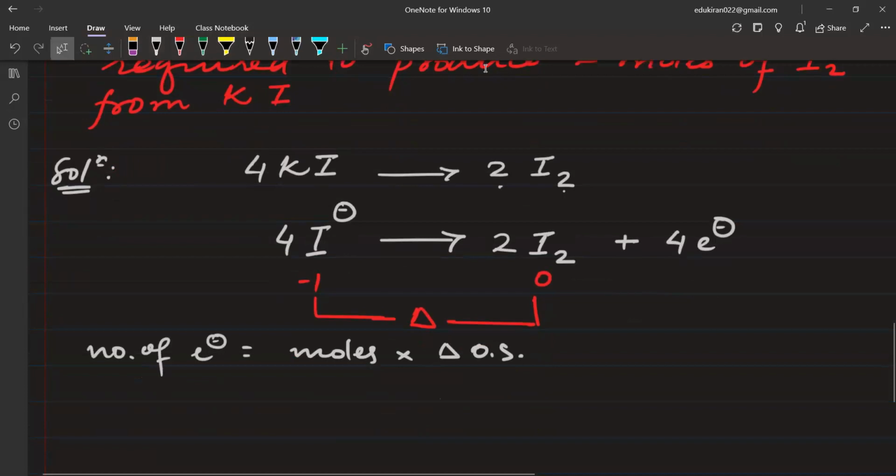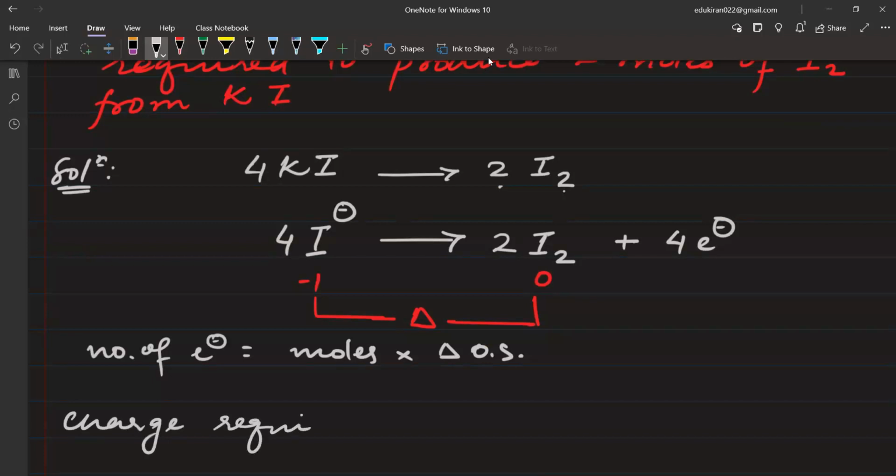Now 4 electrons, that means how many Faraday? 4 moles of electron, I hope all of you know. Yes or no? Yes, sir. है ना? Because यहाँ पे 4 moles of iodide negative gives 2 moles of I2 and 4 moles of electron. So charge required is equal to how much? Charge required is equal to 4 Faraday. आसान है? Yes or no? Please tell me. आसान है? Yes or no? Please tell me. Yes.